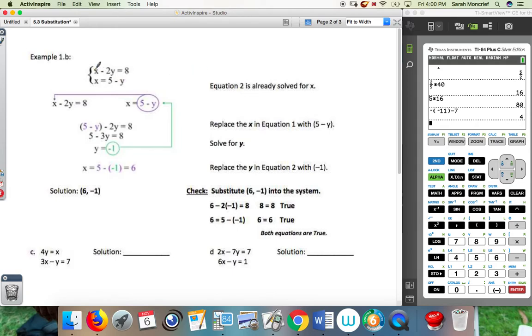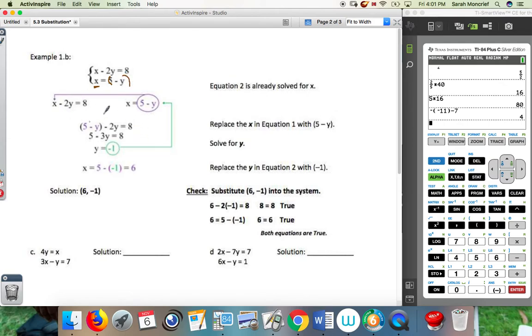So in my first one, x minus 2y is equal to 8, is there a variable by itself? No. So move on to the next one. I have x is equal to 5 minus y. Is a variable by itself? Yes, it is. x is by itself. So that means we can replace x in my other equation with this 5 minus y.